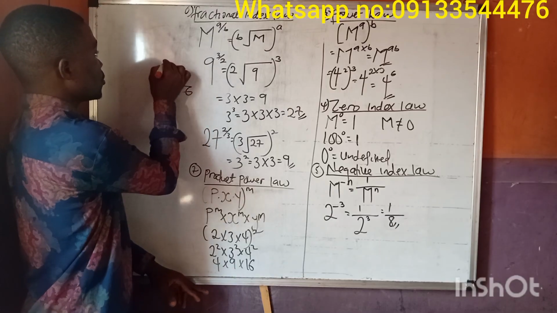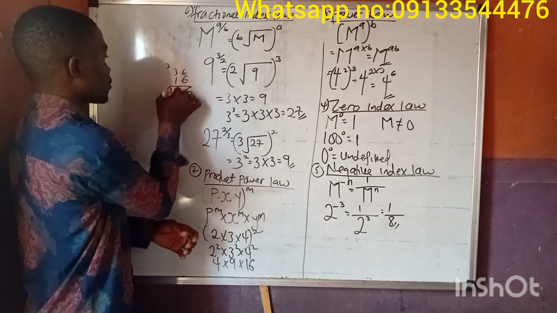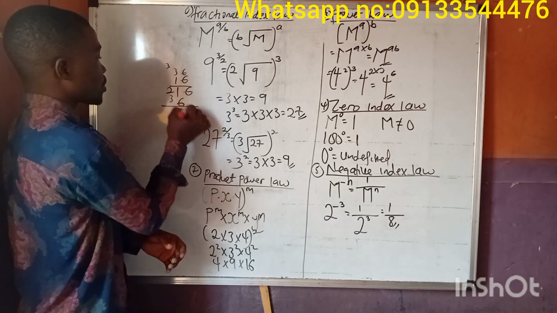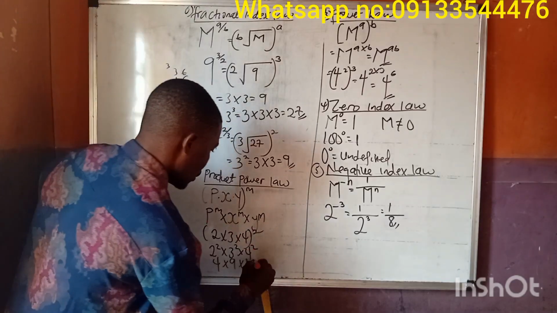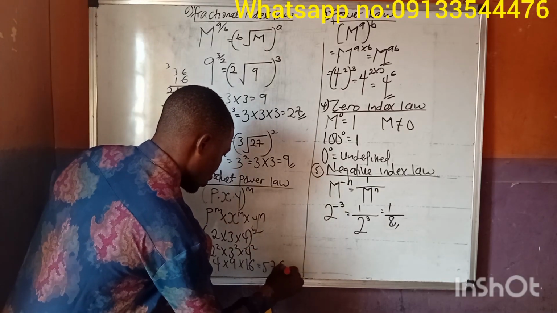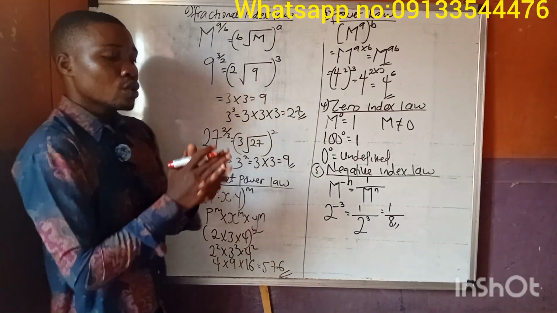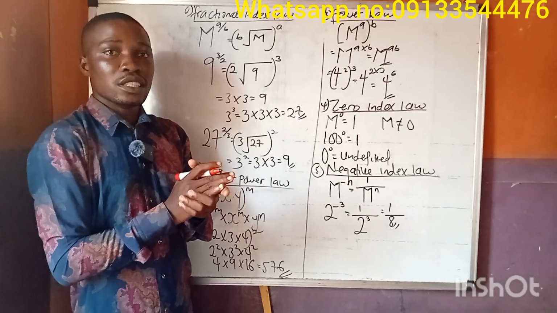We have 6. We have 3, 18, 19, 20, 21. We have 21, isn't it? 1 times 6, 6. 1 times 3, 3. If you add together, we have 6, 7. So we have 5, 7, 6. So we have 576 as the answer. So these are the laws of indices.